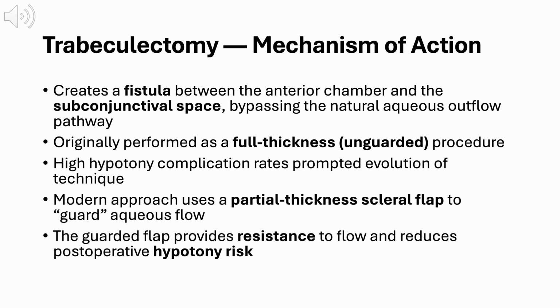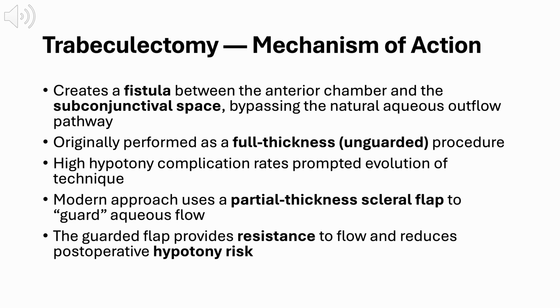Moving into incisional procedures, starting with trabeculectomy, the core idea is straightforward. The surgery creates a controlled fistula from the anterior chamber into the subconjunctival space, deliberately bypassing the eye's natural outflow pathway. The earliest versions were full thickness and unguarded, which predictably led to high rates of hypotony. That history is important because it explains why the modern operation evolved into a guarded procedure.